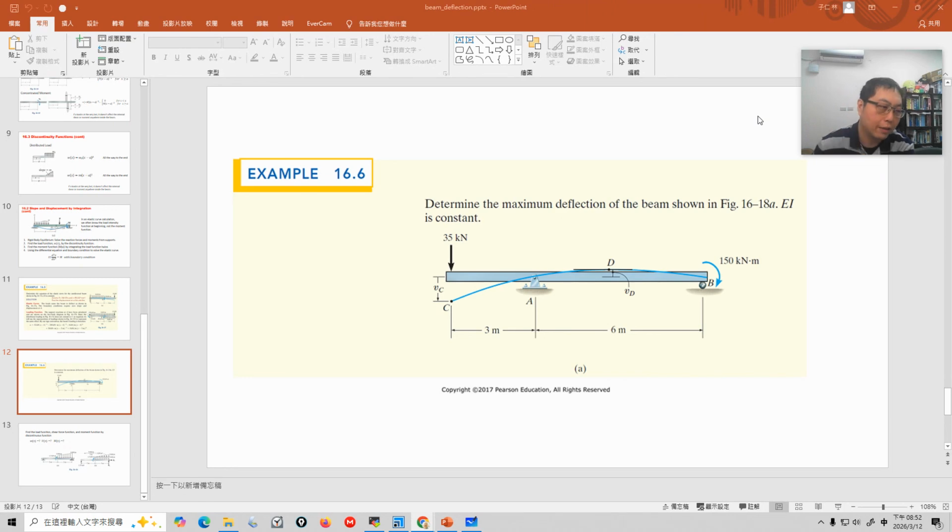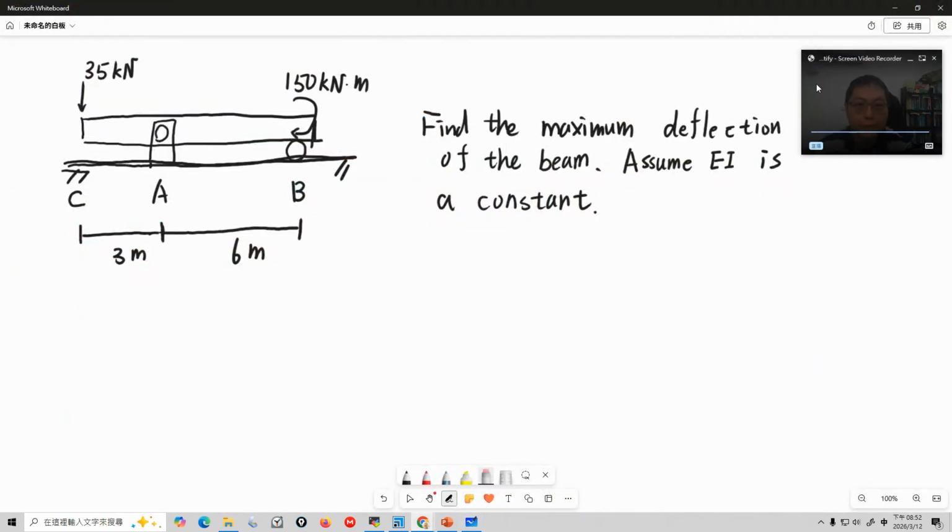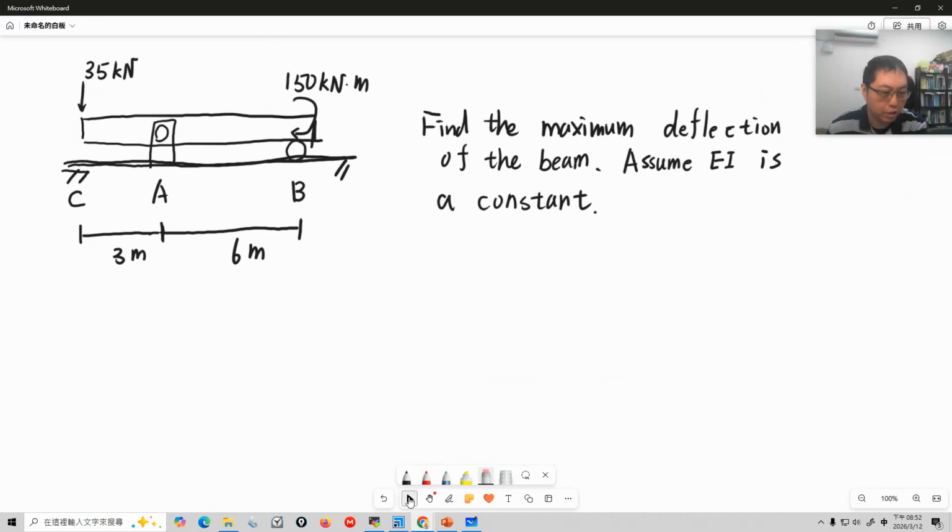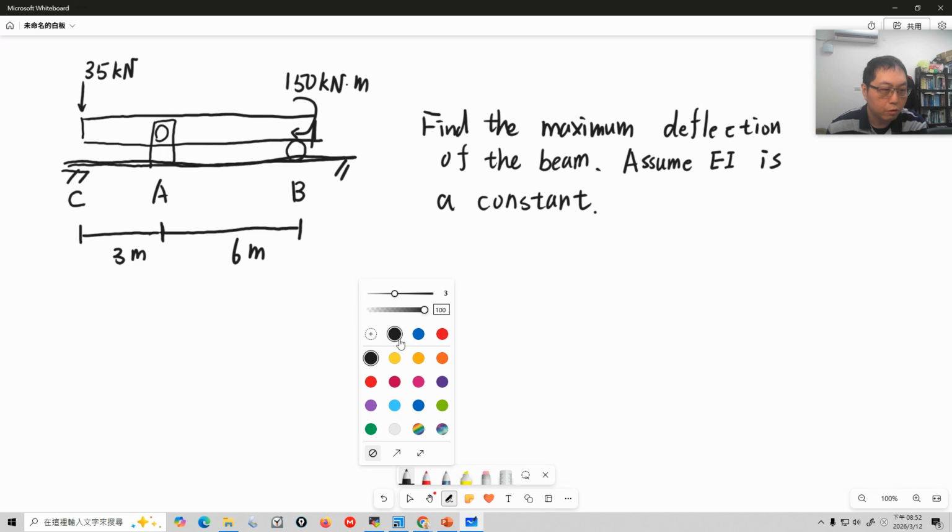I don't have enough space here to write down my calculation, so I use the other panel. Here is the other panel. He said find the maximum deflection of the beam.